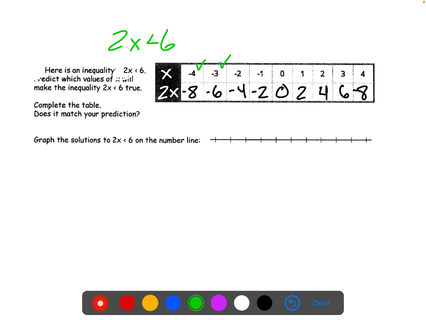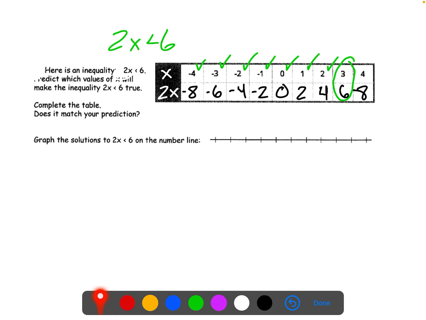-6, all the negatives are going to be less than 6. 0 is less than 6. 2 is less than 6. 4 is less than 6. 6 becomes the point where now it's no longer a correct solution to the inequality. And this is going to be that marking that we make on the number line.